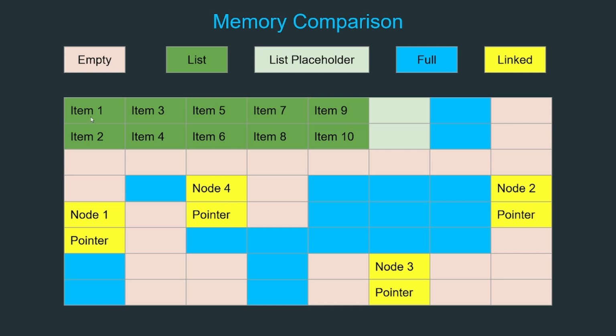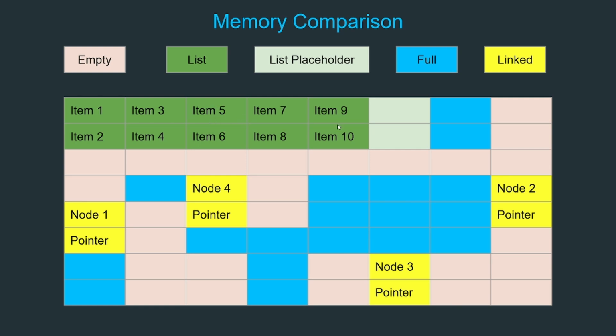The first point of comparison is deletion and insertion speed. In this list, let's say we want to delete item 5. Then we would have to rearrange items 6 through 10 to fill in. However, in a linked list, if we want to delete node number 3, all we would have to do is update node 2's pointer to point to node number 4. In this way, it is much faster to insert or delete items in a linked list because you only have to change adjacent nodes, whereas in a list, you may have to update all the items.